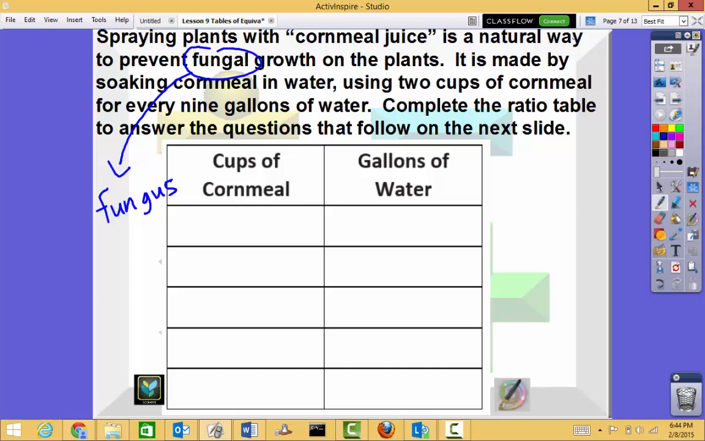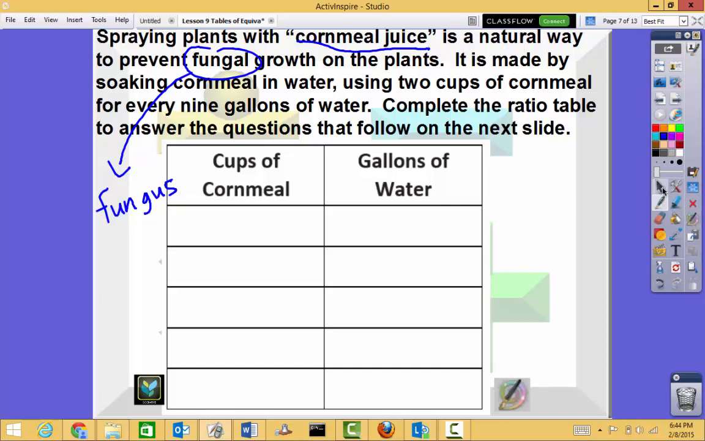So we don't want fungus growing on our plants, so we spray them with this cornmeal juice. It is made by soaking cornmeal in water, using 2 cups of cornmeal for every 9 gallons of water. Complete the ratio table below to answer the questions that follow on our next slide.